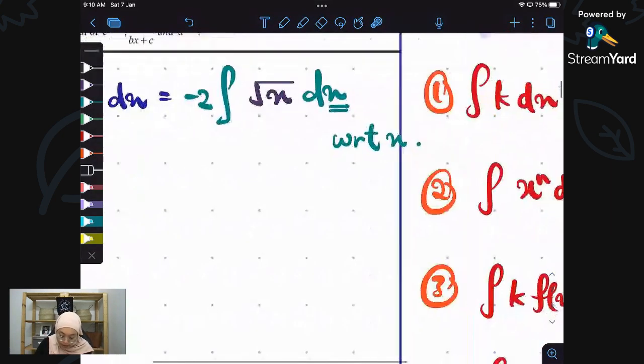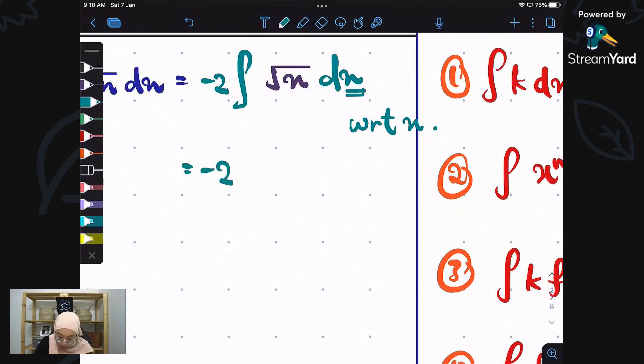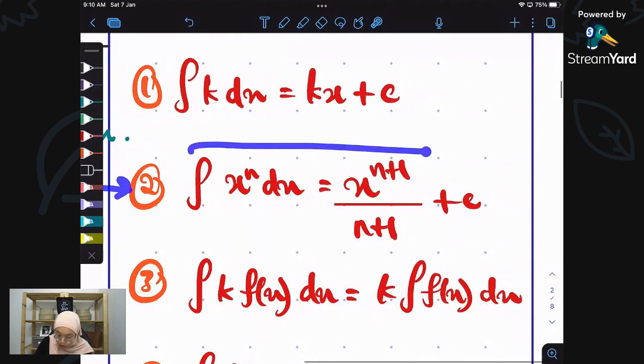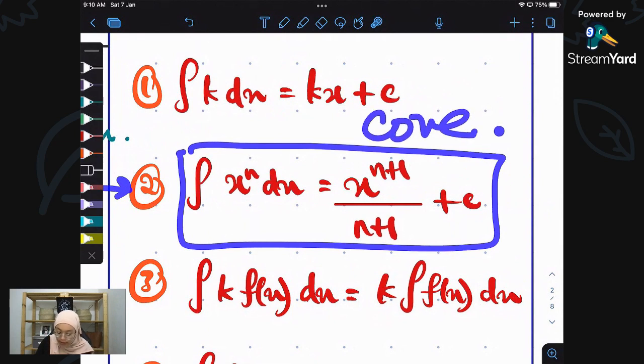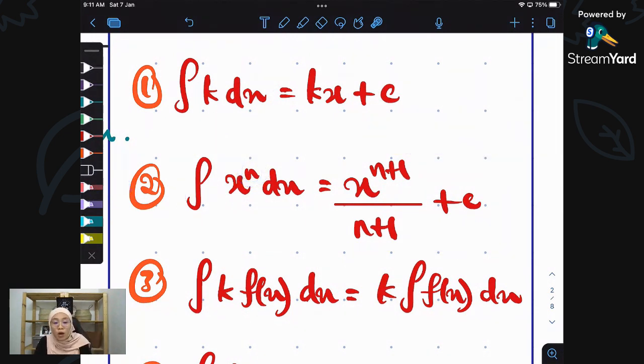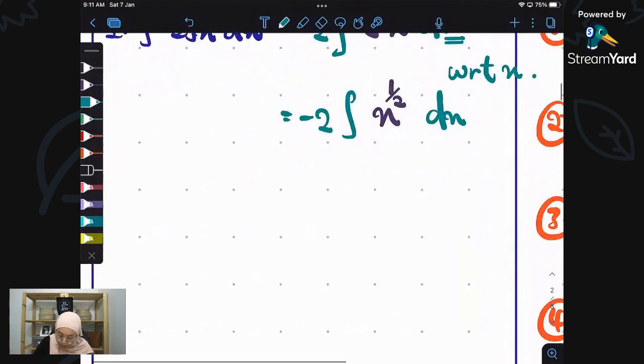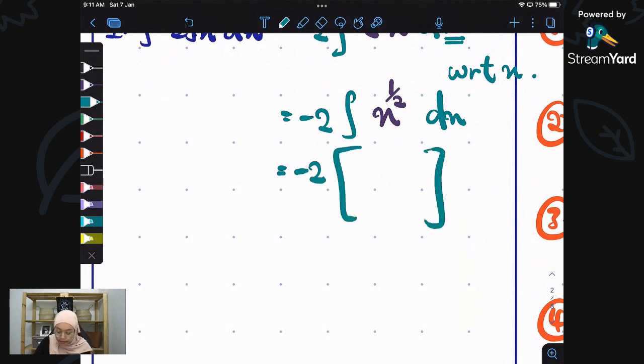Okay, so then next step is I change the square root into 1/2. Why? Because it is easier for me to show that this is actually x to the power of n, where I am going to apply the second formula, which is this, the core formula. As I said, the core formula told us to find the n first, to figure out what is the power. So I have figured it out that the power is 1/2. And so I must put 1/2 plus 1 in the formula. Okay, so now I am starting to integrate it. So I put a big bracket and then I put 1/2 plus 1.